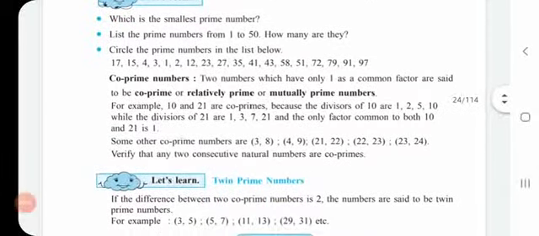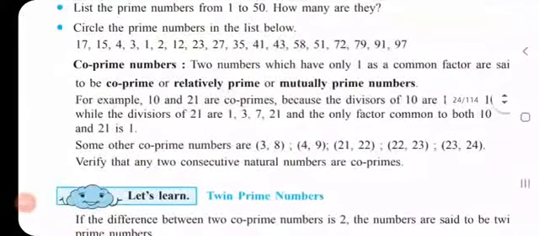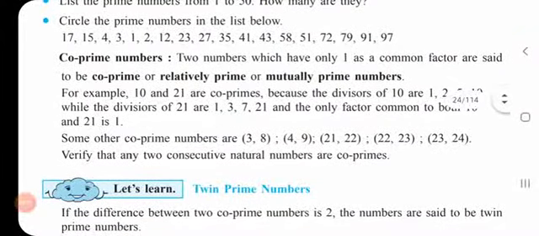First point is co-prime numbers. Co-prime numbers are those numbers which have only one as common factor. They are also known as relatively prime or mutually prime numbers. For example, 3 and 8.